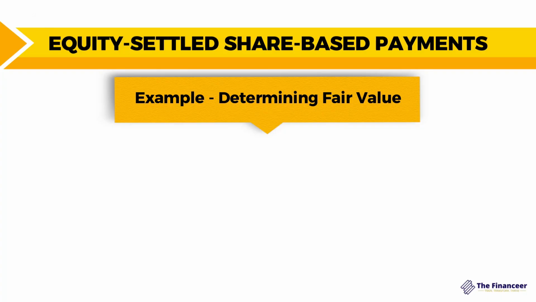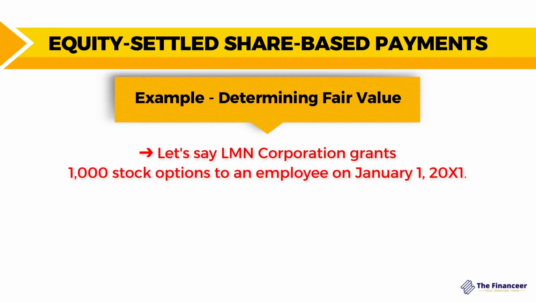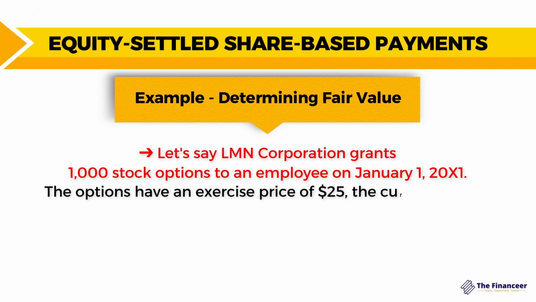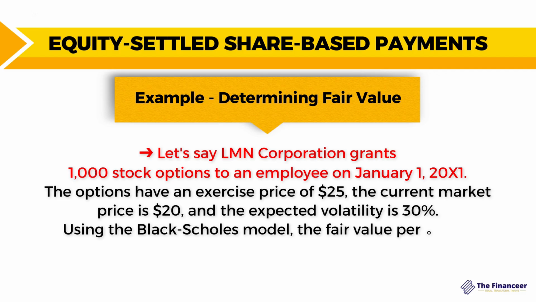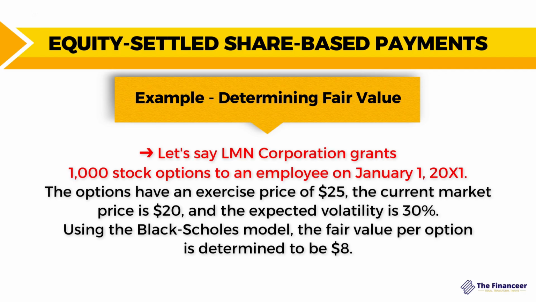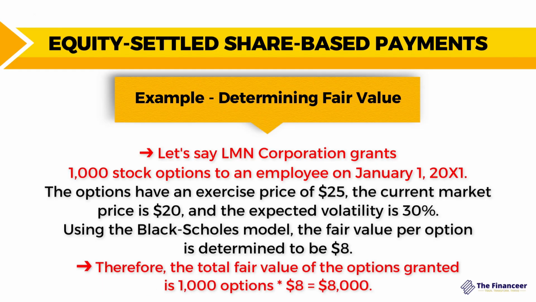Now, let's take an example to show how to account for these share-based payment transactions. Let's say that LMN Corporation grants 1,000 stock options to an employee on 1st of January 20X1. The options have an exercise price of $25, the current market price is $20, and the expected volatility is 30%. Using the Black-Scholes model and this expected volatility, we assume that the fair value of the option is determined to be $8. Therefore, the total fair value of the options granted is 1,000 options times the $8, which is the fair value per one option. So the total fair value of the options granted will equal $8,000.